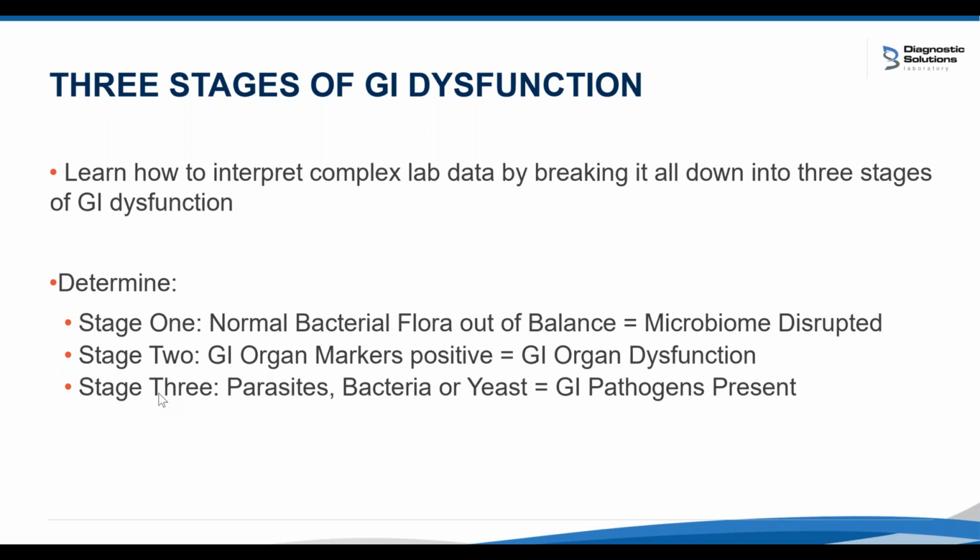And the first stage is, are the normal bacteria in balance or out of balance? How is the microbiome doing? And fortunately, we have these beautiful labs to show us that. The second stage is to look at the GI organ markers. Is there GI organ dysfunction? Okay, and so you're going to want to treat that, right? The pancreas, the gallbladder, the intestinal tract, you need to deal with the organs. Or in the third phase here, is there something you need to kill? Is there something bad, parasite, bacteria, yeast overgrowth, that you're going to need to eradicate? What's going on with that, all right?